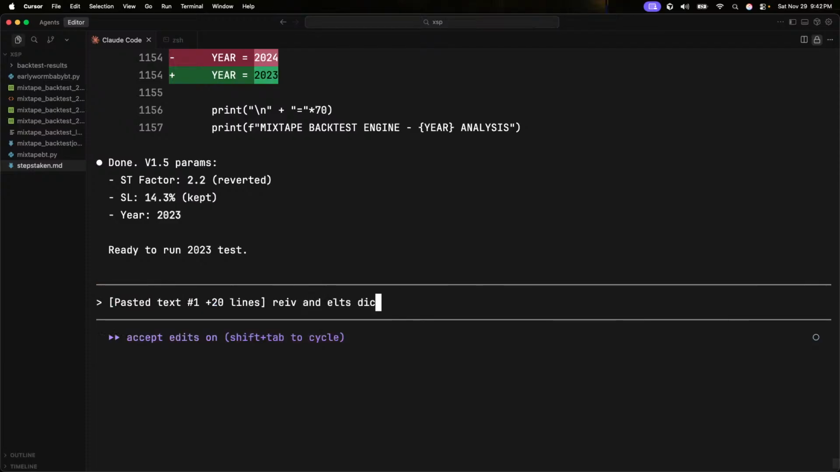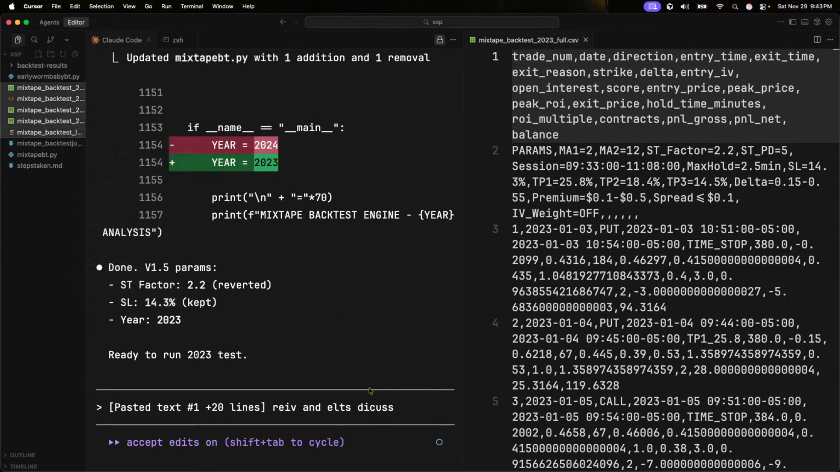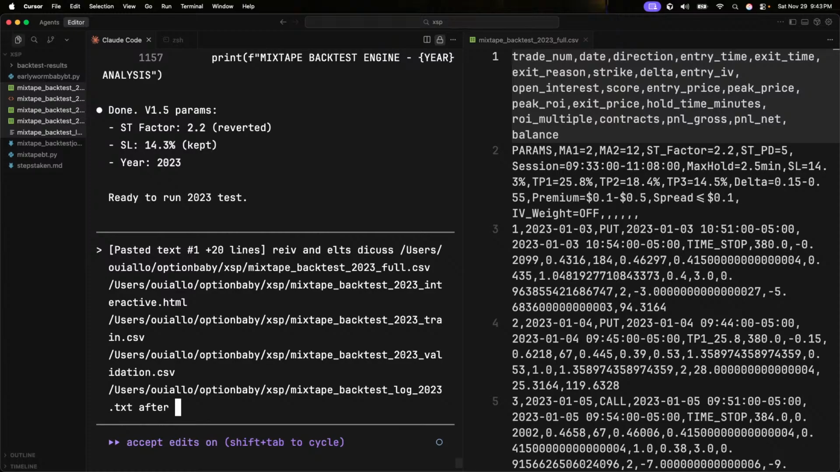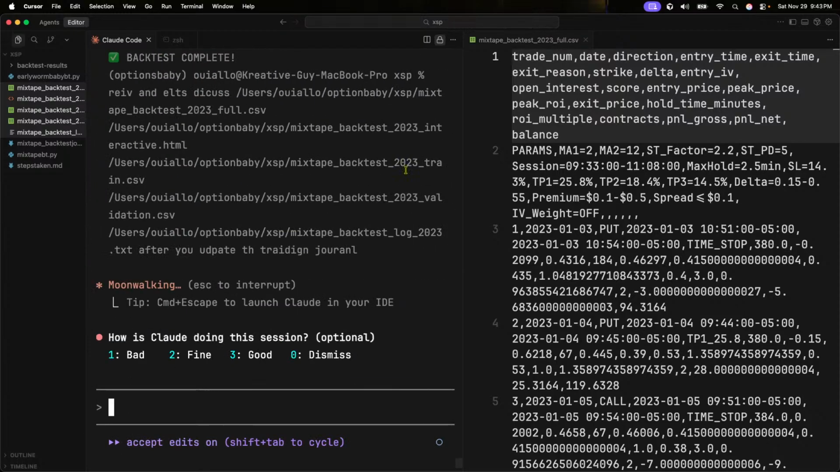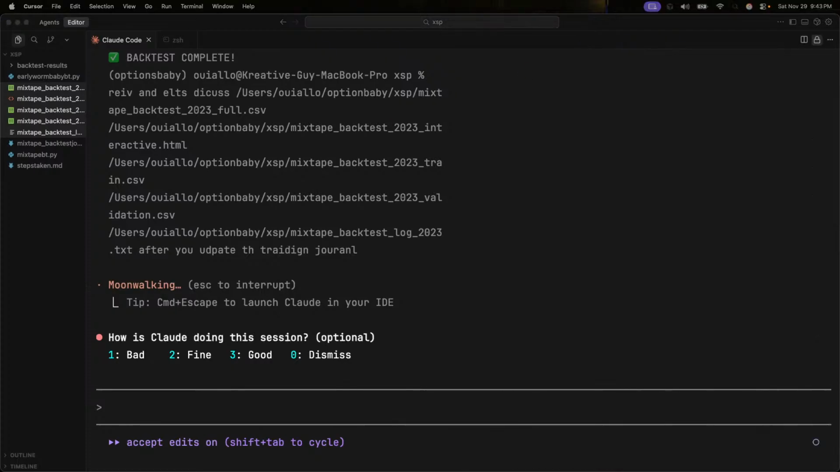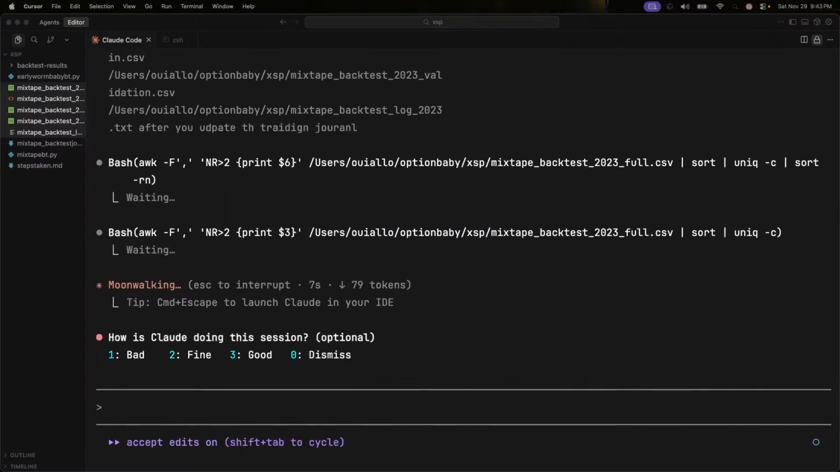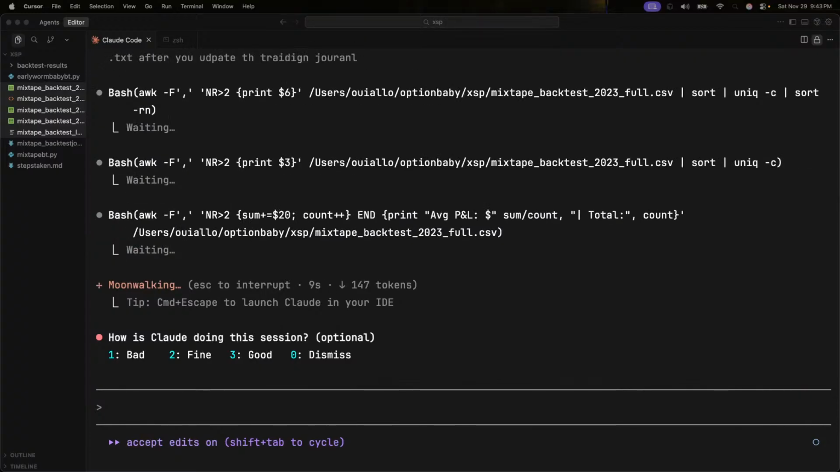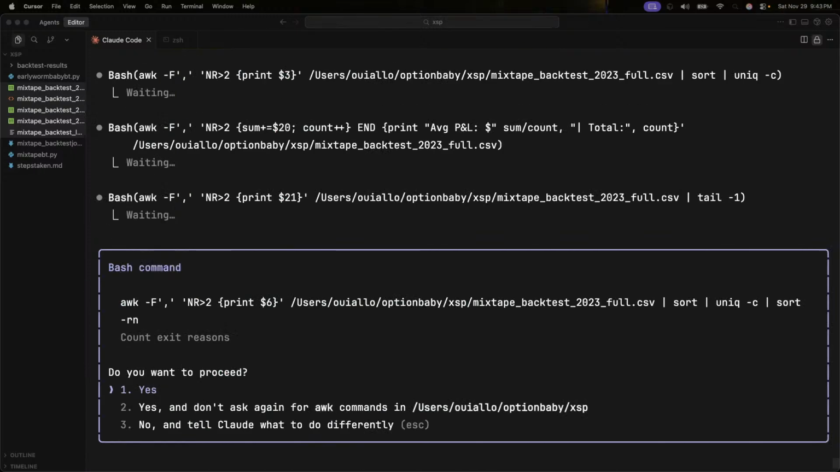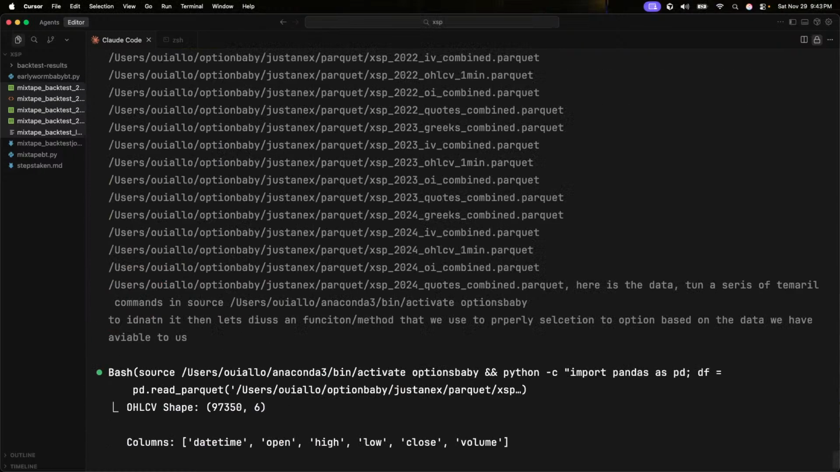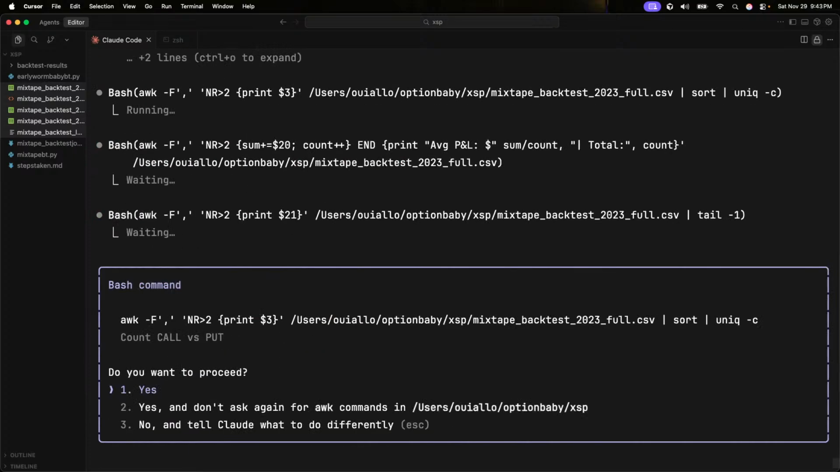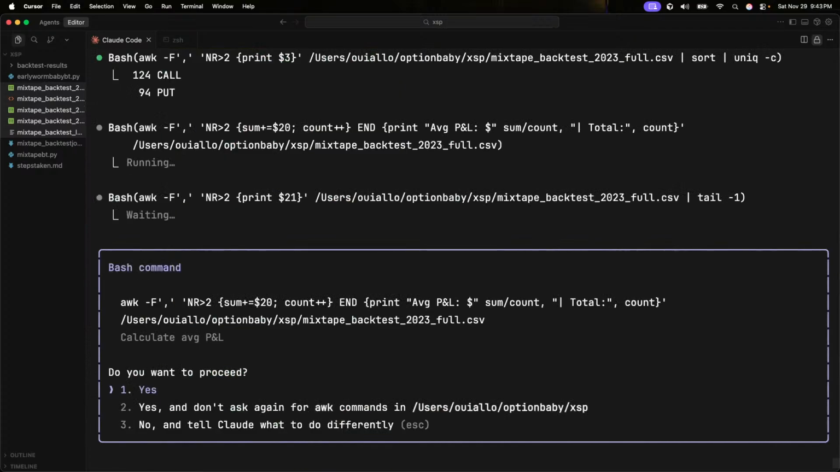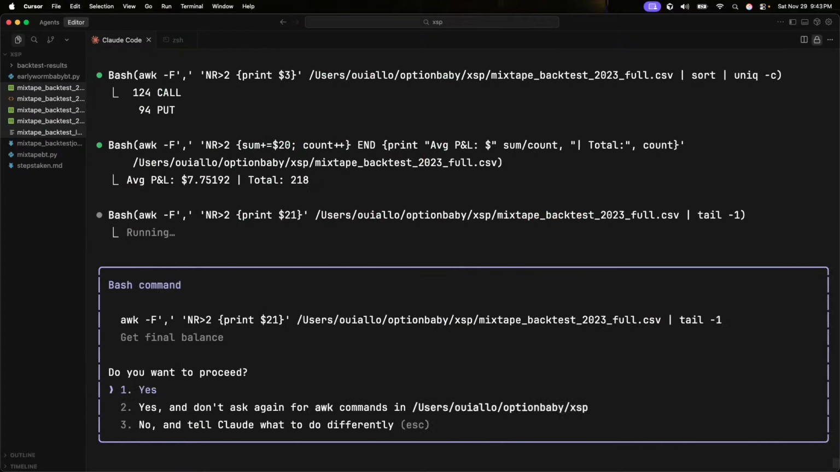Review and let's discuss, after you update the trading journal. That's interesting, man. That's real interesting how that worked out. I didn't expect that to happen, but the fact that it did, we just got some things to learn from. Let's see what the data is telling us, fam.